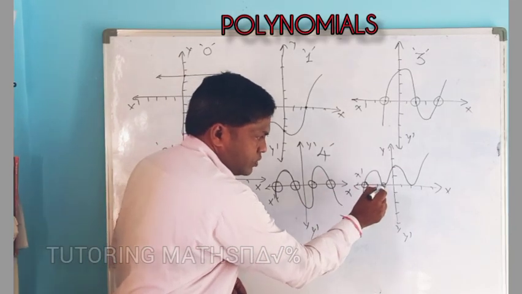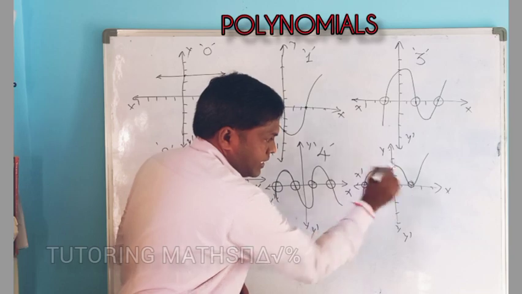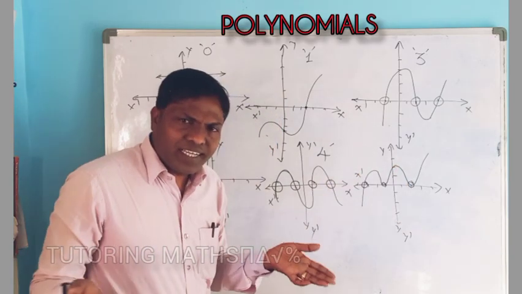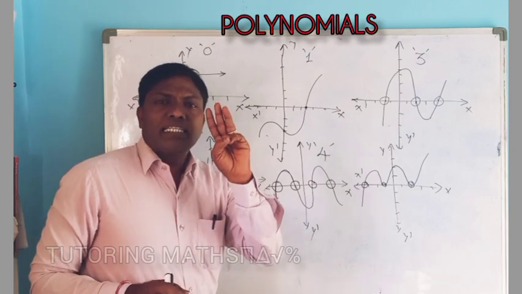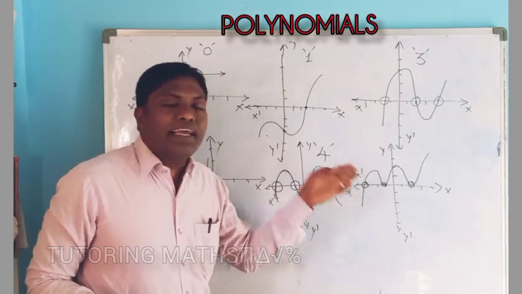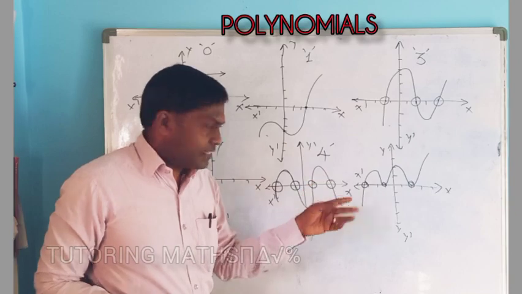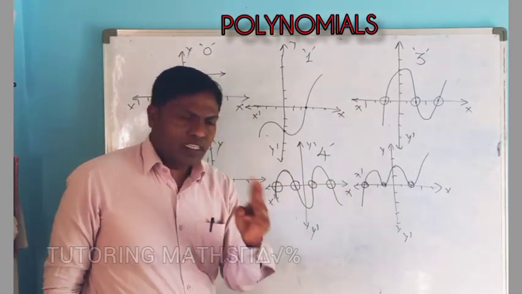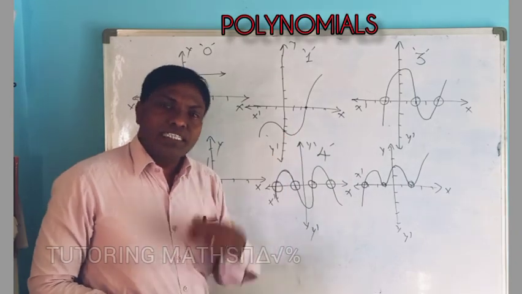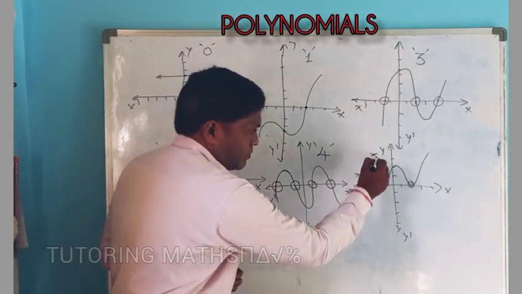1, 2, 3. It is intersecting the y-axis, but don't keep that in mind. We have to keep in mind only where the graph is intersecting the x-axis. Absolutely the x-axis. How many places? It is intersecting the x-axis at 3 places. Therefore, this graph has 3 zeros.